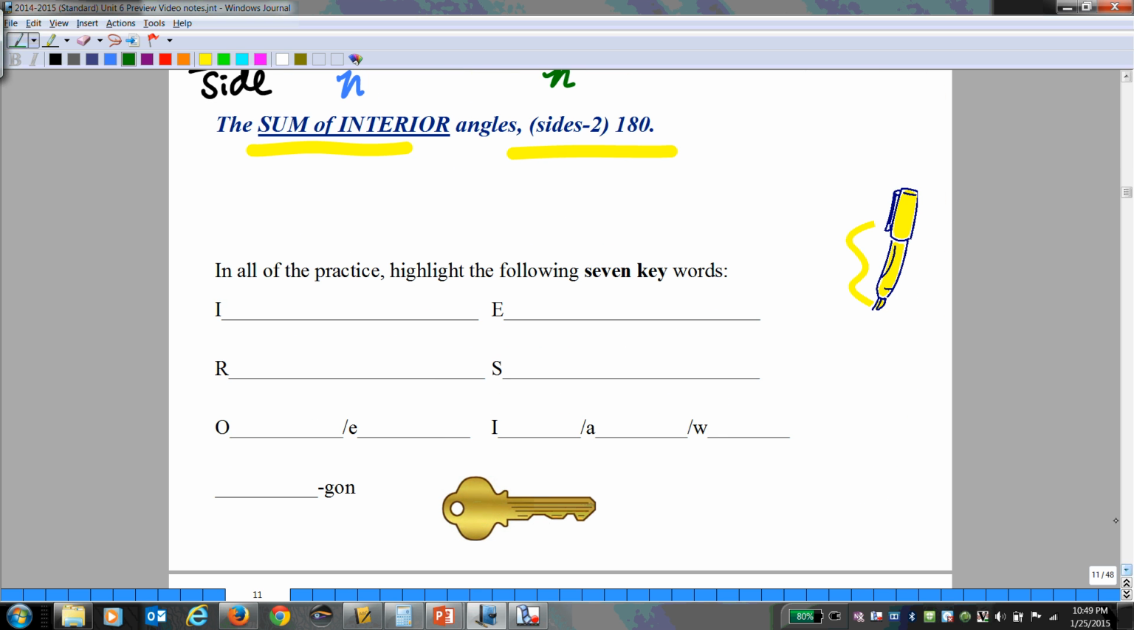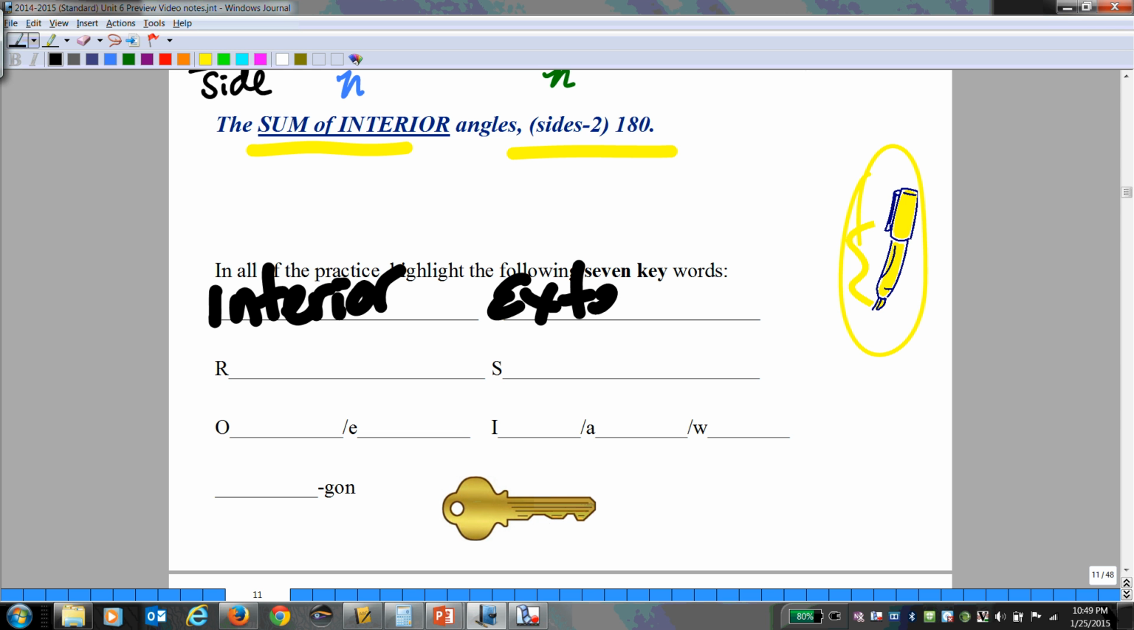Now, as you read through the next problems, keep in mind these 7 key words, and you should always, always highlight or underline these keywords as you see them. The first keyword is interior. You should also watch out for exterior. Again, when you see these keywords, you should highlight or underline them always.